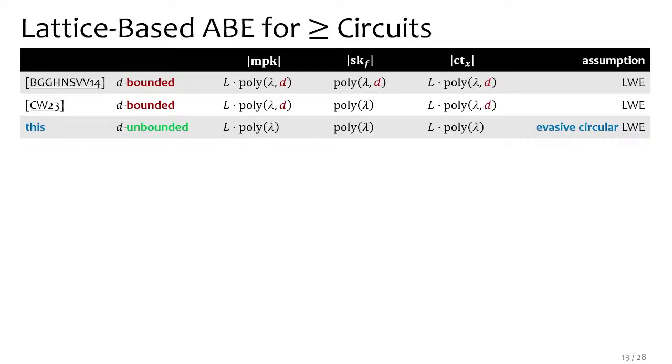Concurrent to our work, there's the work by Tsabary and Wee, who built a depth-bounded ABE, but with constant size secret key that does not depend on the depth, from just LWE. And in our work, we need a very strong assumption. We call it evasive circular LWE, and we can obtain depth unbounded ABE without any depth dependency on any parameter.